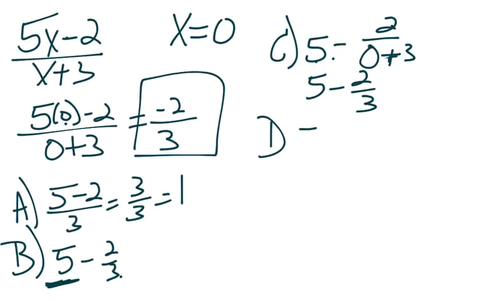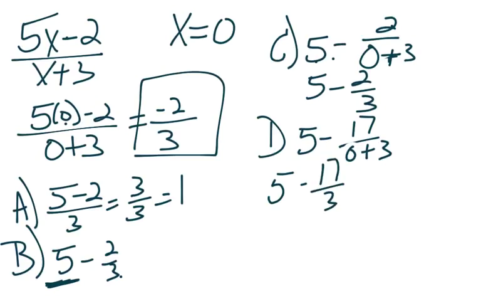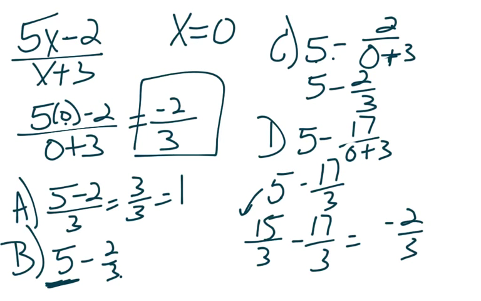Now we look at D. I've got 5 minus 17 over x plus 3. Again, I'm going to take out that x and put in 0. So now I have 5 minus 17 over 3. In order to subtract the 17 over 3, we're going to change the 5 to something over 3. 5 times 3 is 15, so 5 turns into 15 over 3. Minus 17 over 3 gives us negative 2/3. So there's our answer. It matches our answer when x is equal to 0.